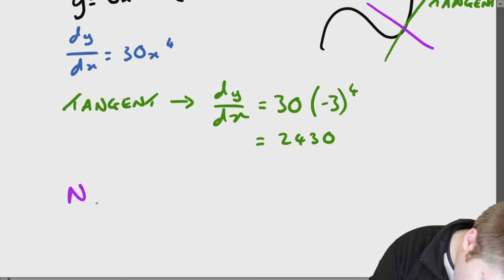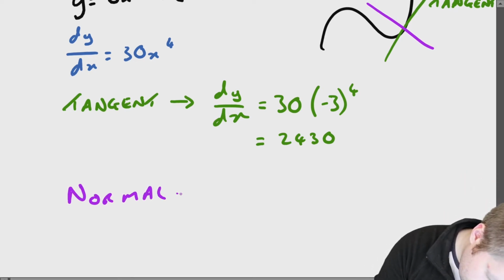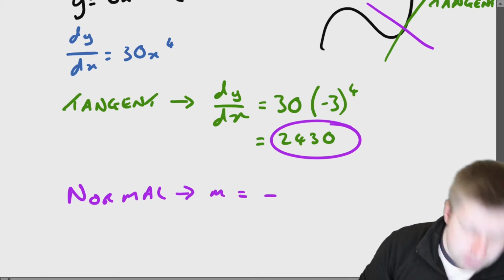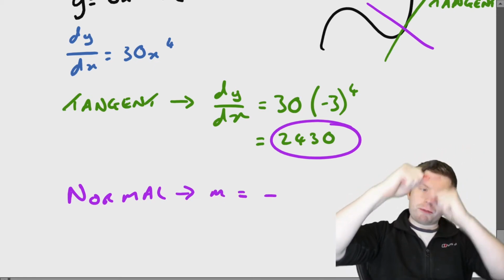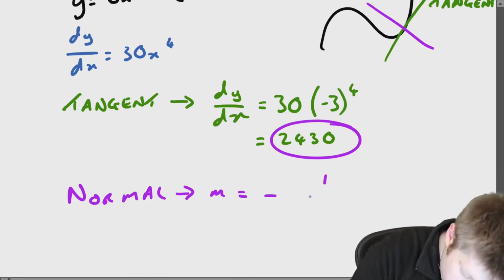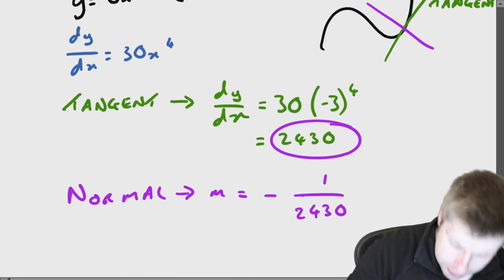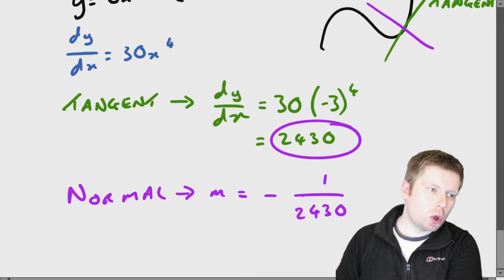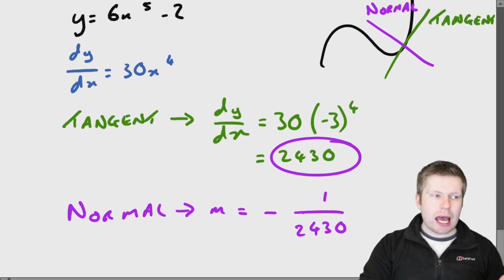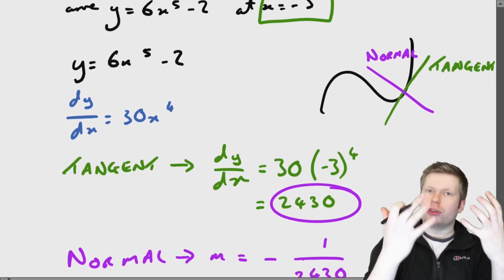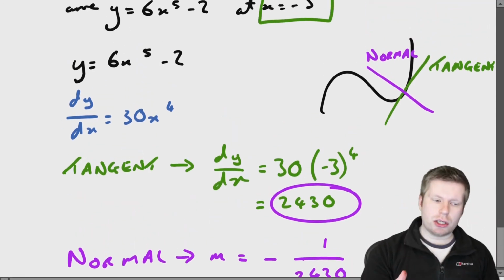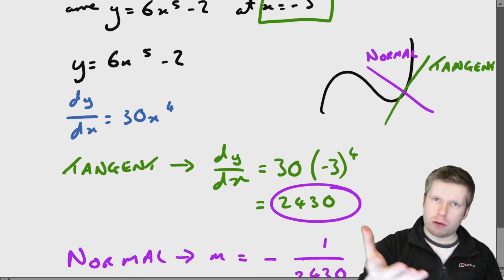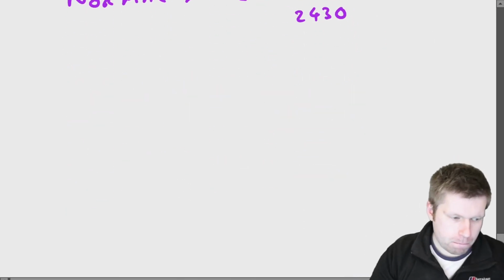So in this case, the normal gradient should just be the negative of my tangent gradient, so negative 2,430, but also reciprocated, so in other words, 1 over 2,430, and that's always going to be true, okay? So if you've been asked to find stuff to do with tangents and normals, tangent is just using the ordinary derivative, okay? That's what the derivative function gives you. It's the gradient of the tangent. If you want to find normal gradients, then it's just negative reciprocal of your tangent gradient, okay?